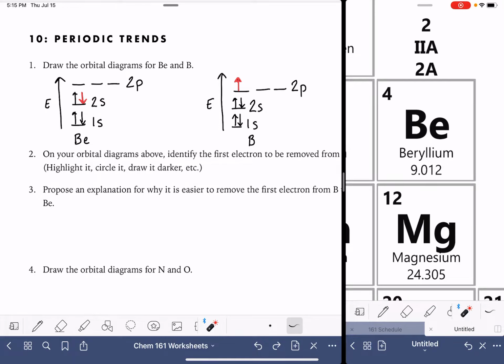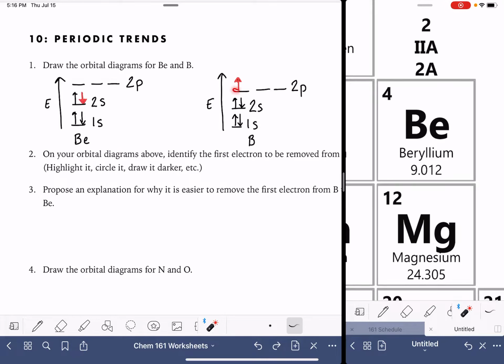When we pull that electron out, we now have an orbital, the 2s orbital, that is incomplete. It's not full, and that's not as stable. The atom is not as happy when one of its electrons has been removed.